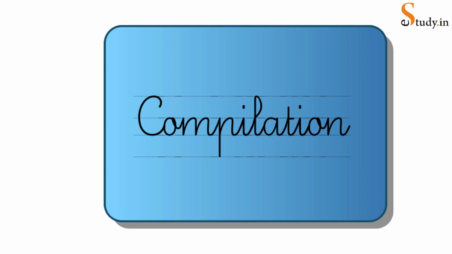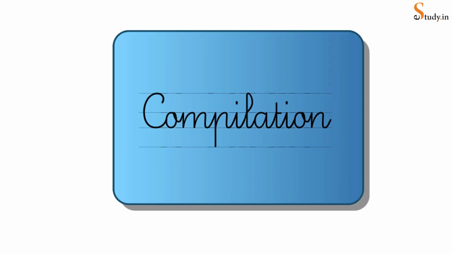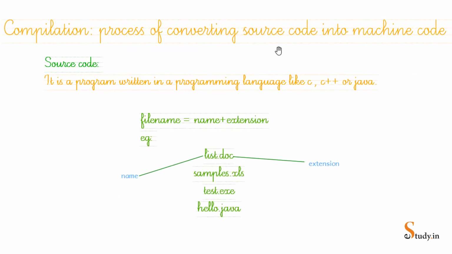Okay, so let's start. Let us understand the meaning of compilation. Before we start with actually understanding the Java compilation process, there are a few terms which you should be very comfortable with. First is, what is compilation? What is the general meaning of compilation? So generally, compilation basically means the process of converting source code into machine code.